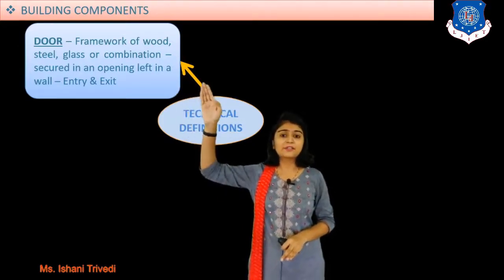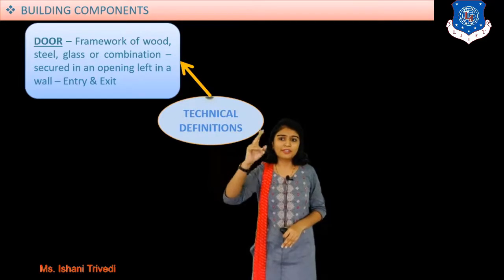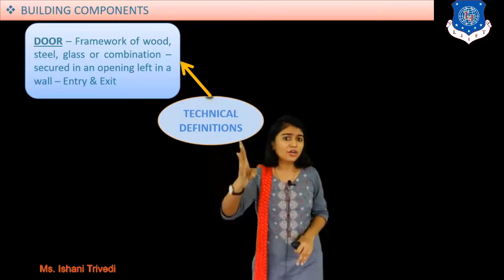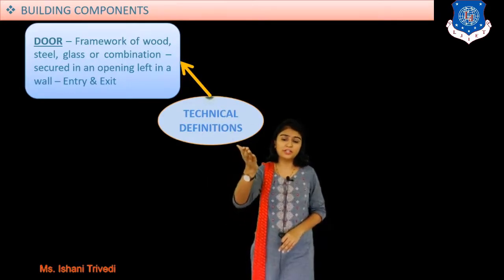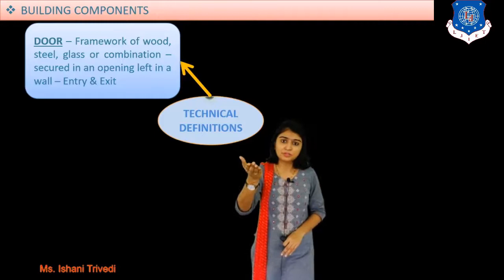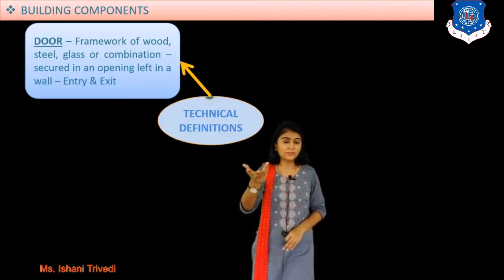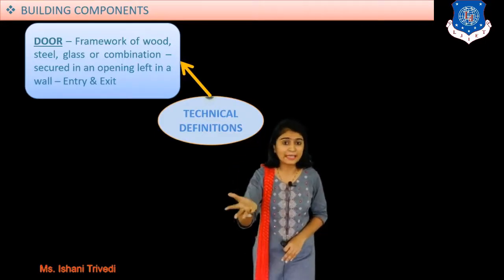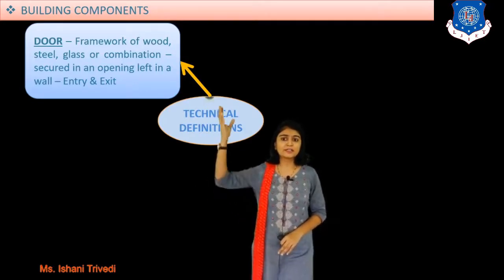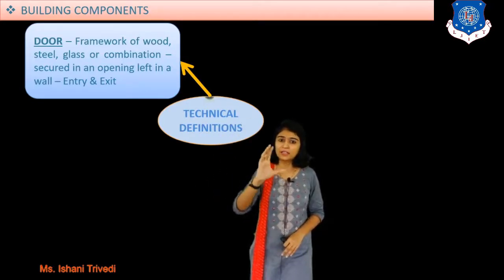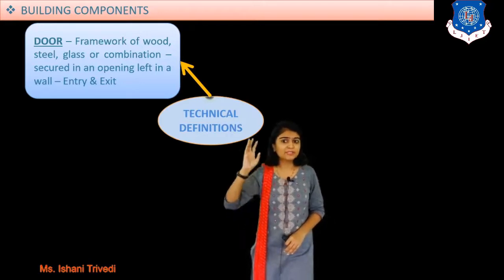It says that the framework is of wood or steel or glass or a combination. If you look at the door in your home, in your room as well, you may have a wooden door, a plywood door, a glass door, a sliding door. There are varieties of doors, right? So it is a framework made up of these materials.